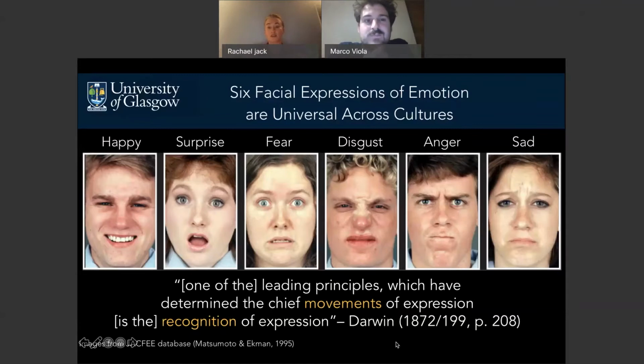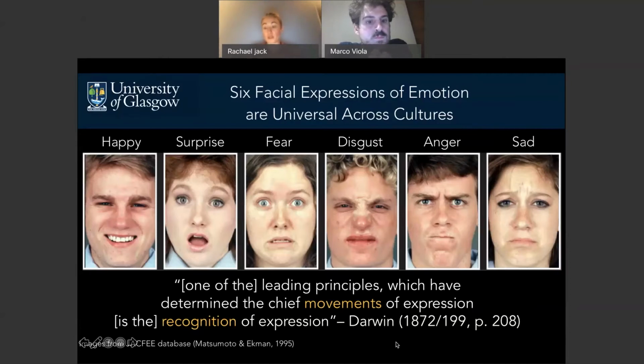And this is based on Darwin's observation. Darwin was an evolutionary biologist, and he observed that one of the leading principles which have determined the chief movements of expression is the recognition of expression. So he was amongst the first to outline the intimate link between production and perception and a co-evolution of signaling. So production and perception are intimately linked. And that is why a lot of studies looking at facial expressions use perception to understand production.